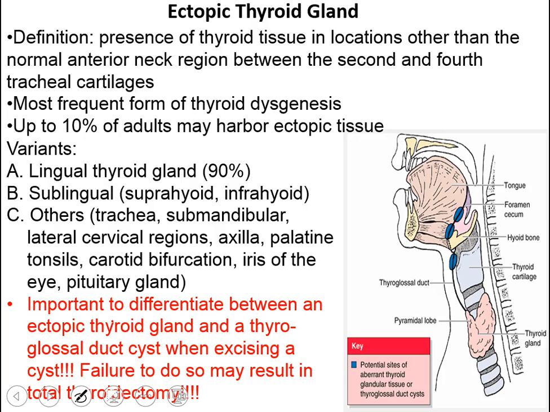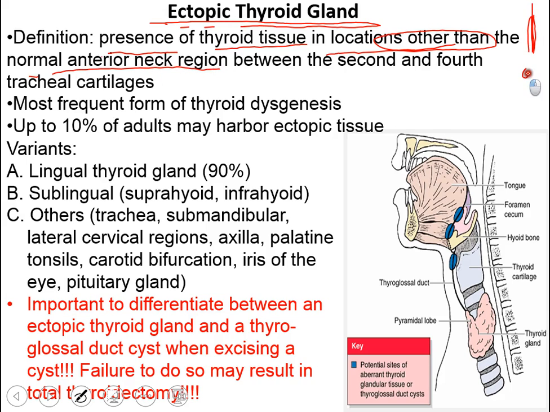The next anomaly of the thyroid gland we need to briefly discuss is the ectopic thyroid gland. Here it is important to understand that in some situations the thyroid gland fails to descend from its embryonic origin in the tongue, resulting in ectopic thyroid gland. We can define ectopic thyroid gland as a presence of thyroid tissue in locations other than the normal anterior neck region. It means between the 2nd and 4th tracheal cartilages.